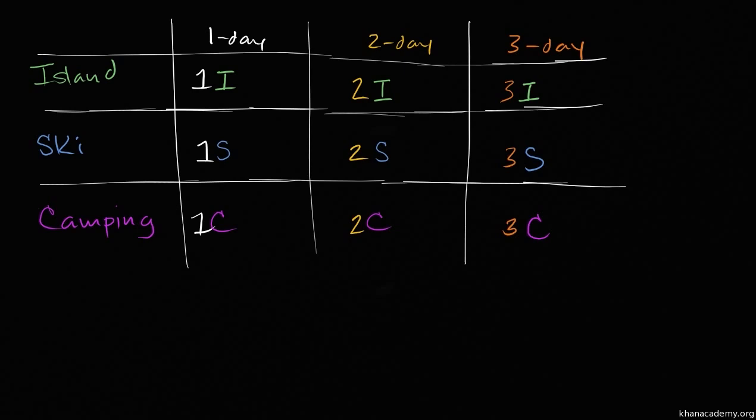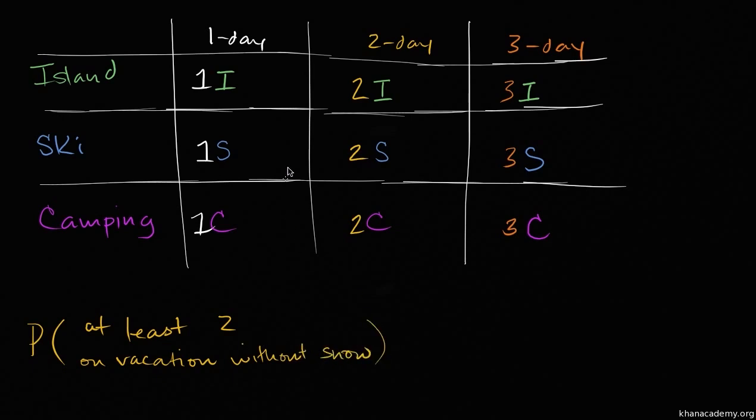Maybe you live in some place that's cold and you're really not in the mood to go skiing. In fact, you'd like to spend several days away from the snow. So let's ask ourselves a question. What is the probability that you're going to win at least 2 days on a vacation without snow? You're going to randomly pick one of these 9 outcomes. What's the probability that it's going to give you a vacation that gives you at least 2 days without snow?